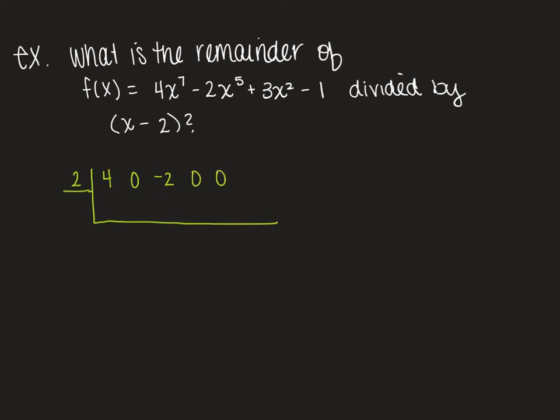I don't have an x cubed, that's another 0. And I have a 3x squared. I have a 0x, and then a minus 1 is my constant. So this one has a lot of terms, but also has a lot of missing columns, so you want to be careful that you always include zeros there. So let's use our methods here for synthetic division.